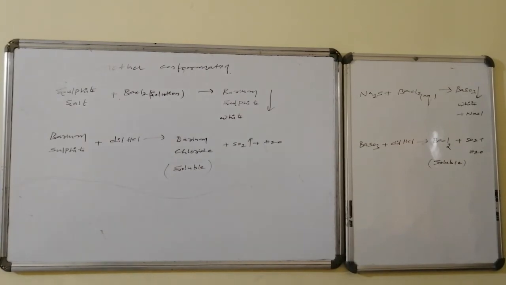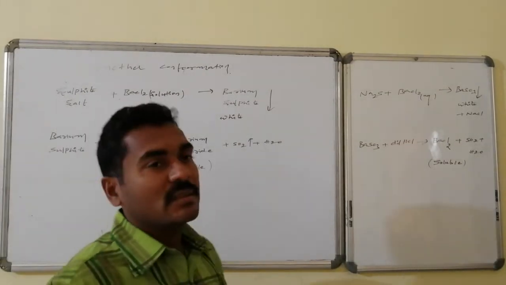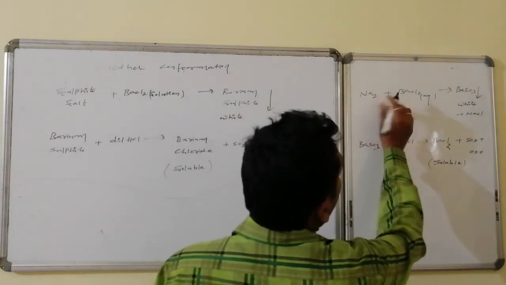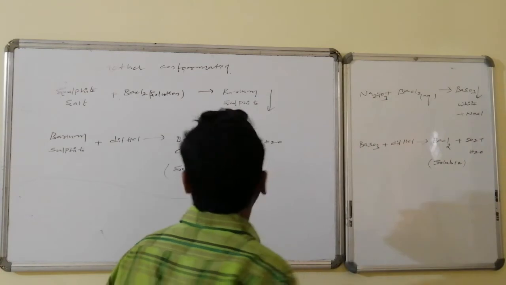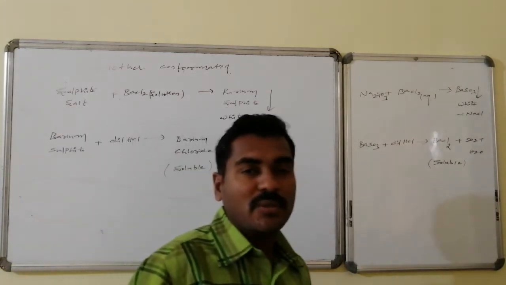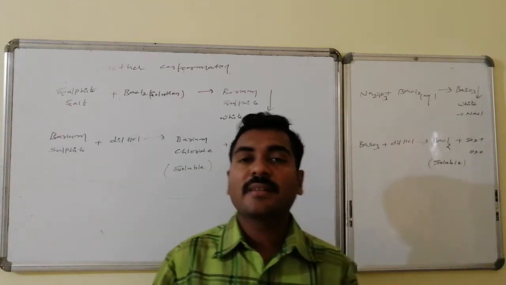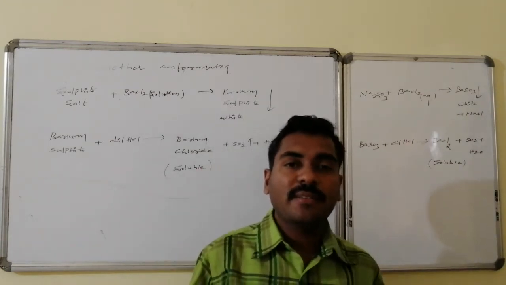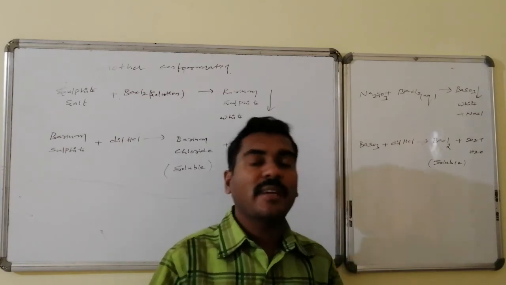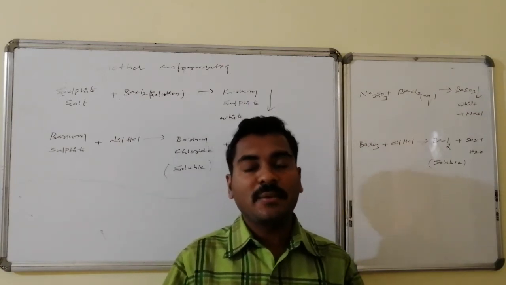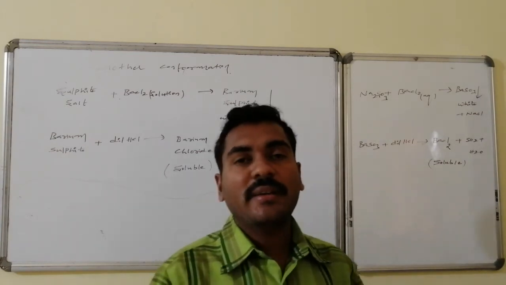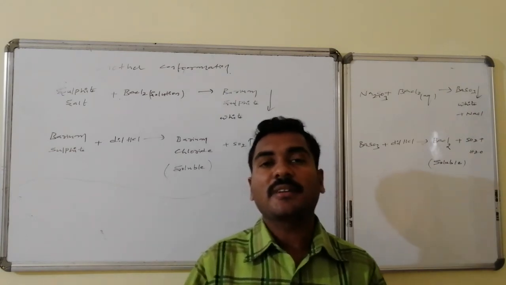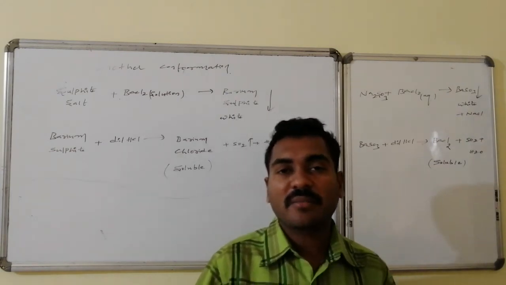Another confirmation of the sulfite is the sulfite on reaction with barium chloride solution. It is converted to barium sulfite, which is a white colored precipitate. Whereas this barium sulfite, which is a white colored precipitate, on reaction with dilute HCl, combines with the dilute HCl and is converted to barium chloride, which is soluble. A white colored precipitate is converted to a soluble solution. This also confirms the presence of the sulfite.